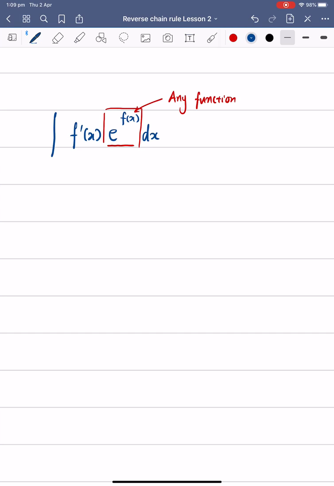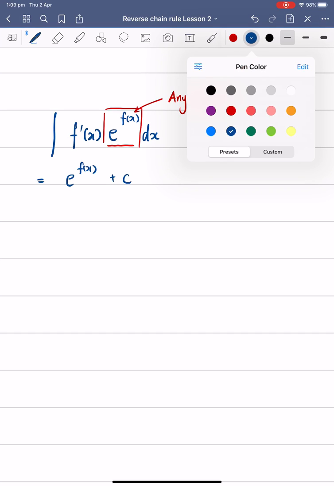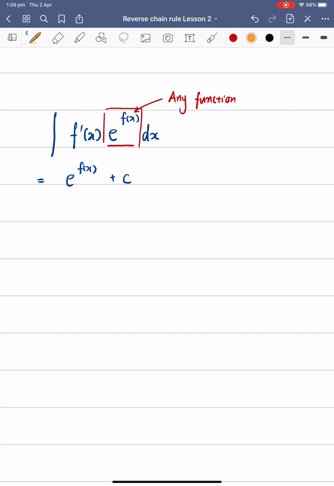And how do we integrate this? Now, the formula tells you the answer is just equal to e to the power of fx plus c. Now, of course, the most important thing about this is you need to have the f dash x right in front of this e to the power of fx. That's very important. You need to have the f dash x. So this is the key. If you don't have the f dash x in the front, you can't use the reverse chain rule to answer the questions.